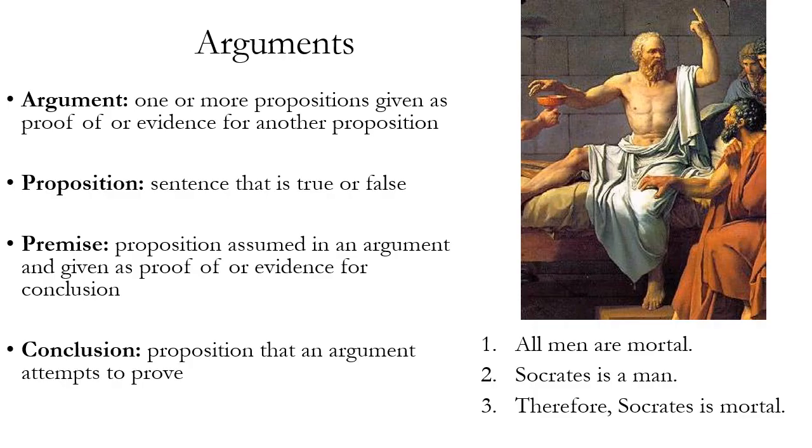So let's begin by looking at what a logical argument is. An argument is one or more propositions given as proof of or evidence for another proposition. A proposition is a sentence or a part of a sentence that is either true or false. It has a truth value. Now, not all sentences or parts of sentences or other utterances are things with truth values, but propositions are.